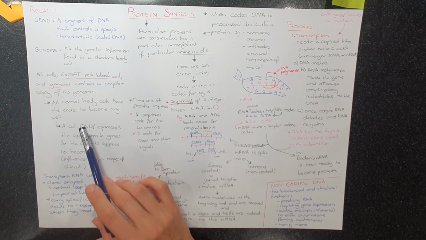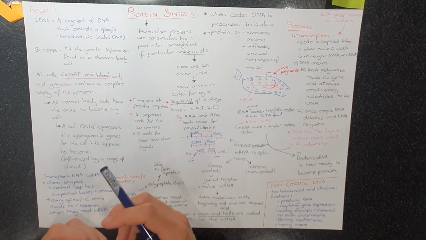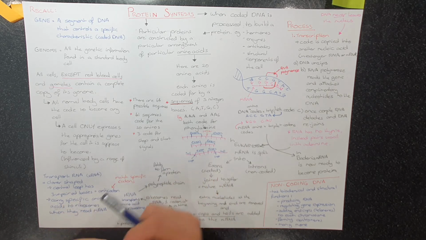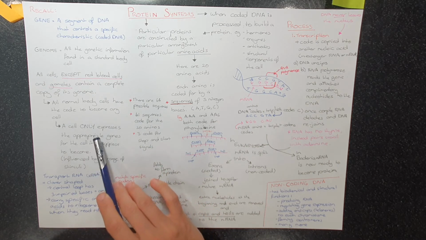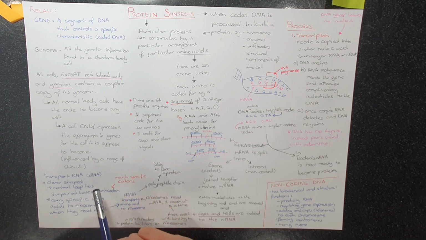Why does an eye cell look like an eye cell, or a skin cell look like a skin cell? Why doesn't it exhibit all of the characteristics of the entire genome? That's because each cell only expresses the appropriate genes for what it's supposed to become.